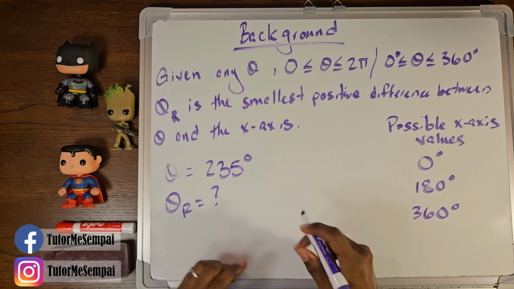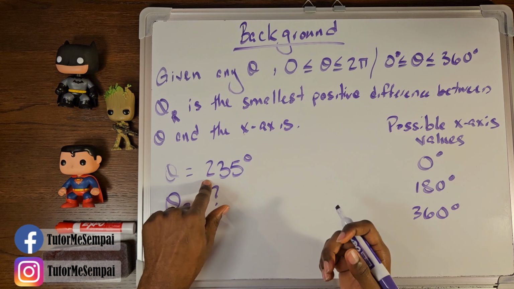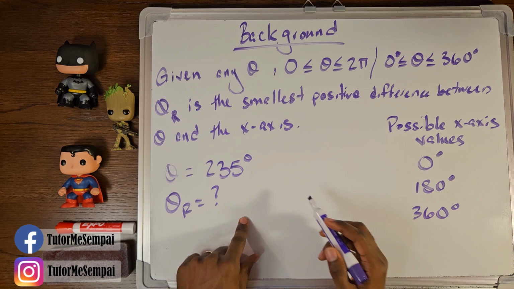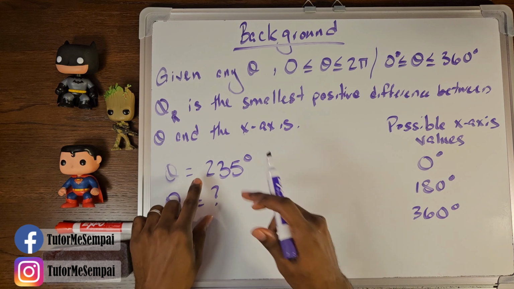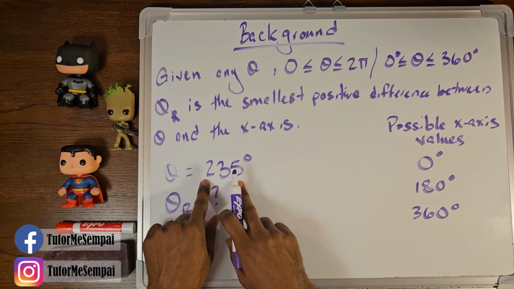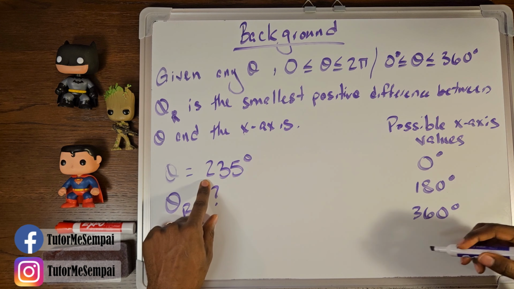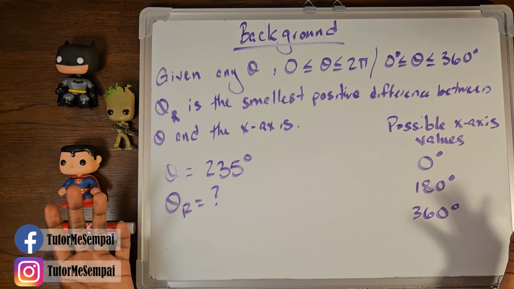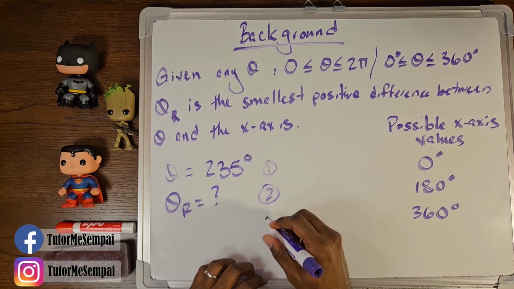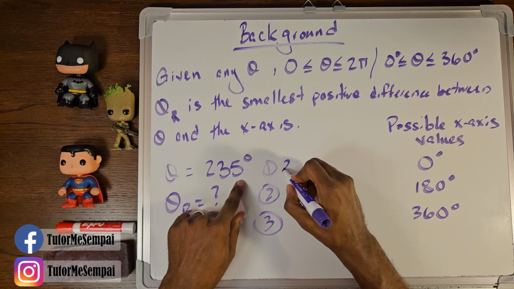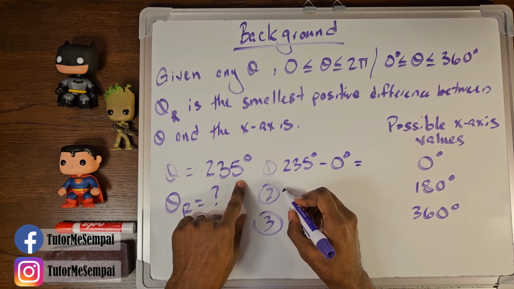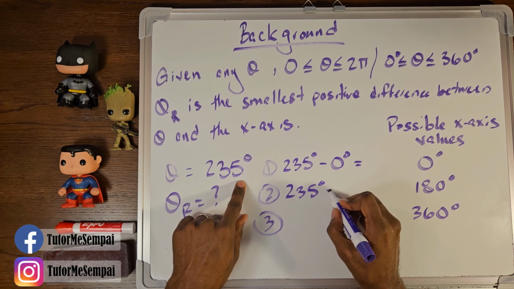Let's say we're given this theta here, 235 degrees. And notice we're looking at degrees. So we make sure that this given theta is between 0 and 360 degrees, and it is. Now we want to find our reference angle, our smallest positive difference. That means there's going to be some subtraction between this angle, 235 degrees, and these possible x-axis values. So we're going to simply subtract them and see which one gives us the smallest. We have 3 possible values: 235 degrees minus 0 degrees, and 235 degrees minus 180.